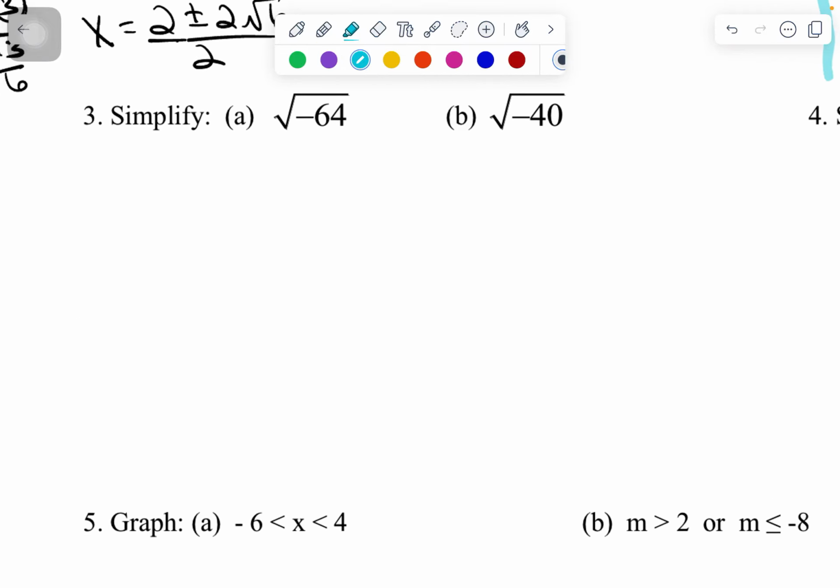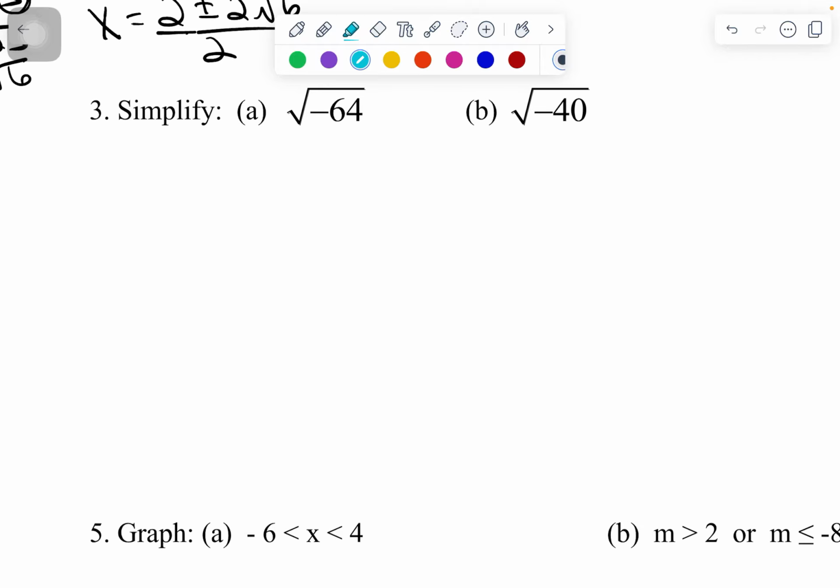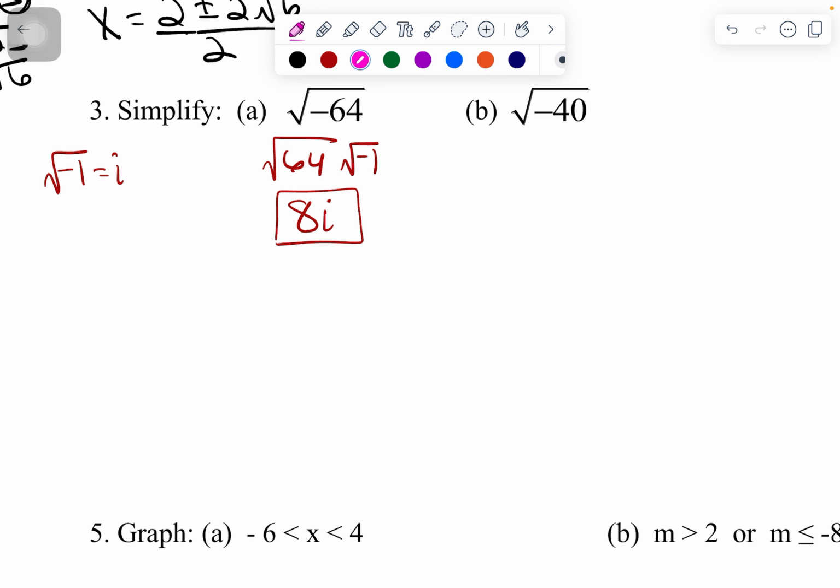So problem number 3, we're simplifying with imaginary numbers. I'm going to take out the -1. Square root of 64 is just 8. The square root of -1, I'm going to remind you what that definition is. That's just the letter i, in the same way that we talk about pi, or other things that we use in math class. So that's going to be 8i. That one is now done.